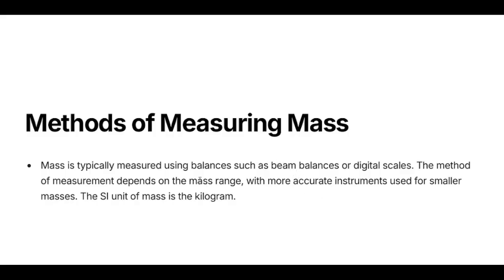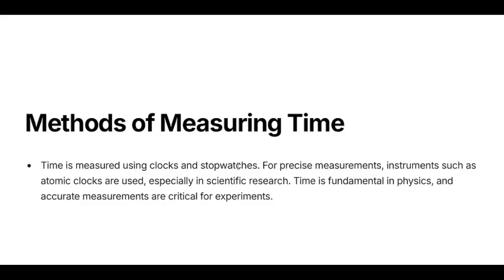So now the SI unit for measuring mass is the kilogram. Kilogram is used for measuring masses. So next, let's move on to how we measure time.